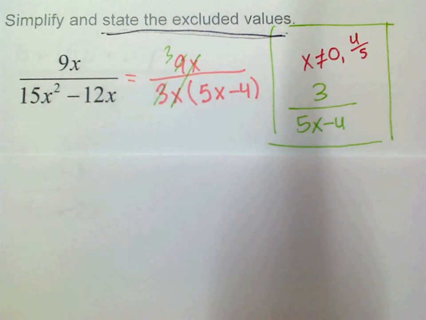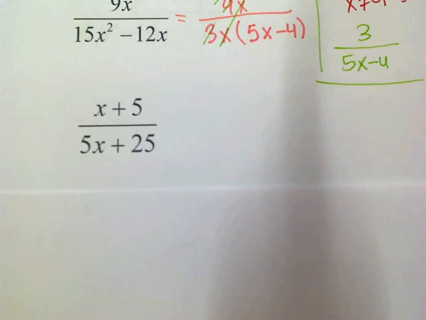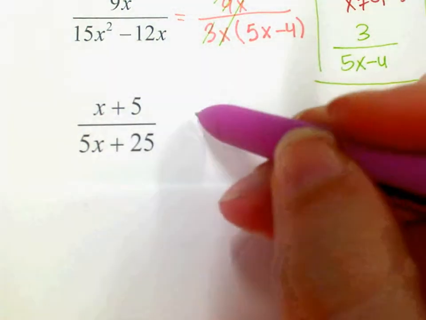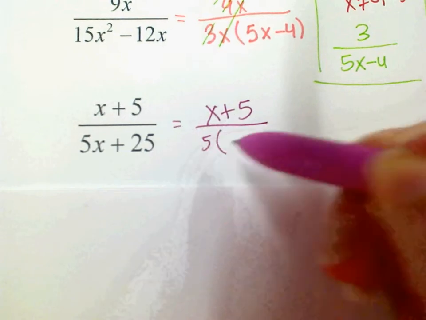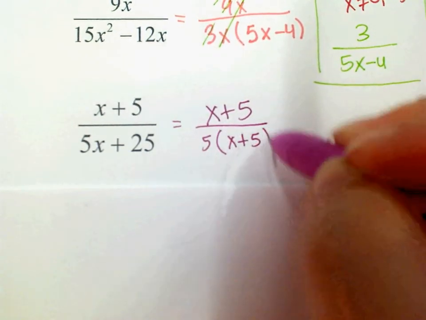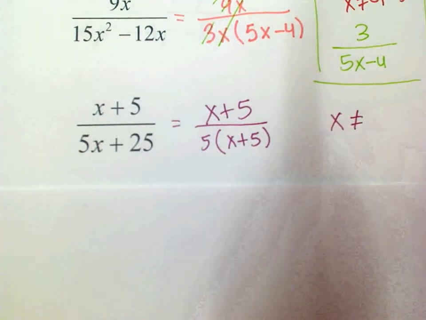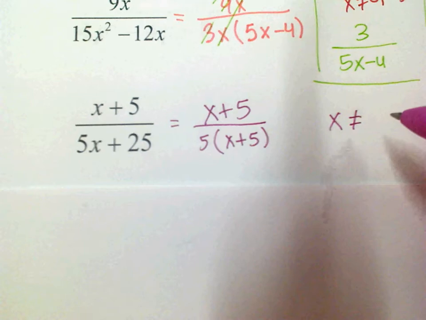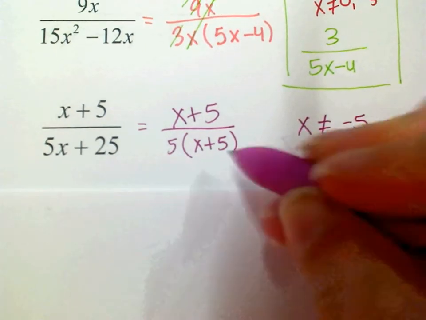Okay, so this one. x plus 5 over 5x plus 25. So what do we do? On the denominator? So x plus 5 over 5 times x plus 5. Can we go ahead and state our excluded values? What can x not equal? Negative 5. Just negative 5. It doesn't have an x with the 5, right? Yeah. So x cannot equal negative 5.